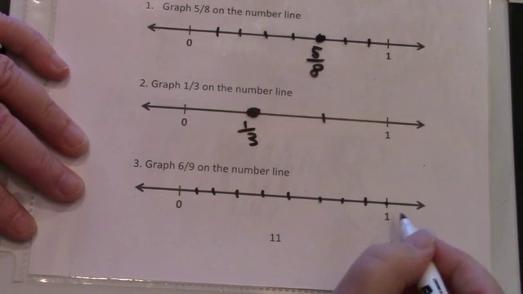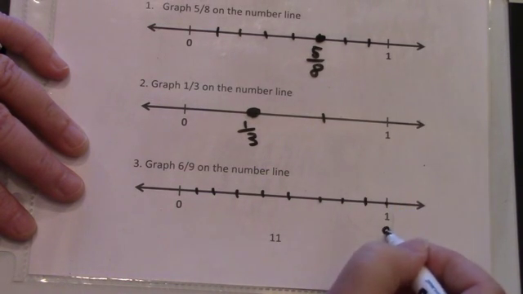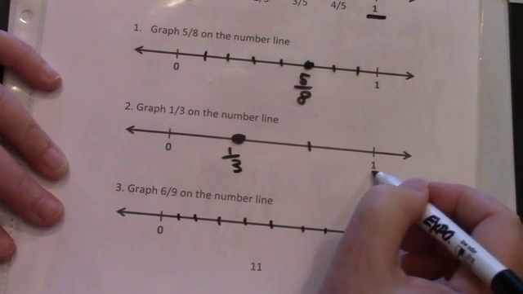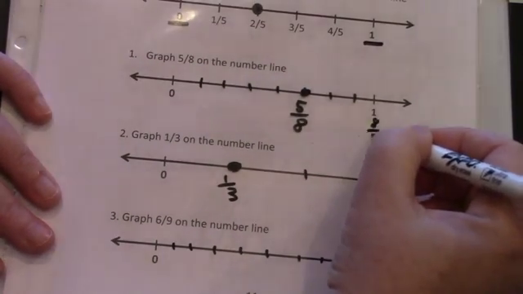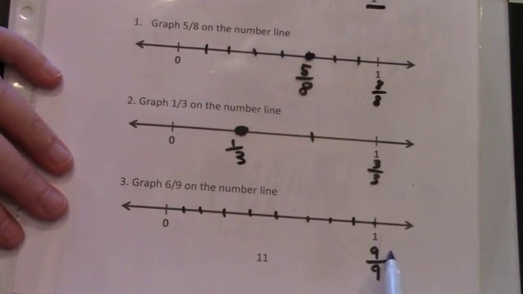Because what happens here in all of these is 1 is really the equivalent of 9/9. In this one, it's the equivalent of 3/3. This one is the equivalent of 8/8. Anytime you have a numerator and a denominator that's the same, it's the value of 1 whole.